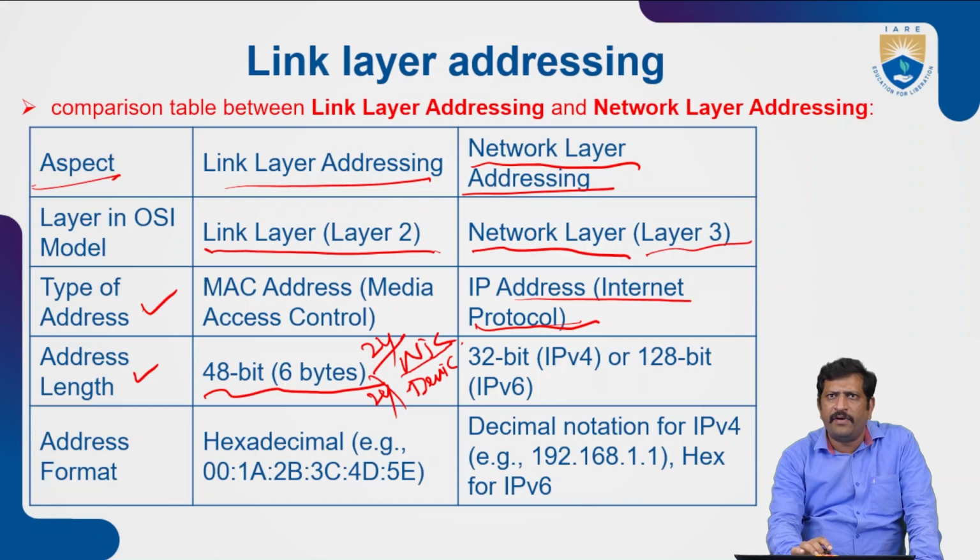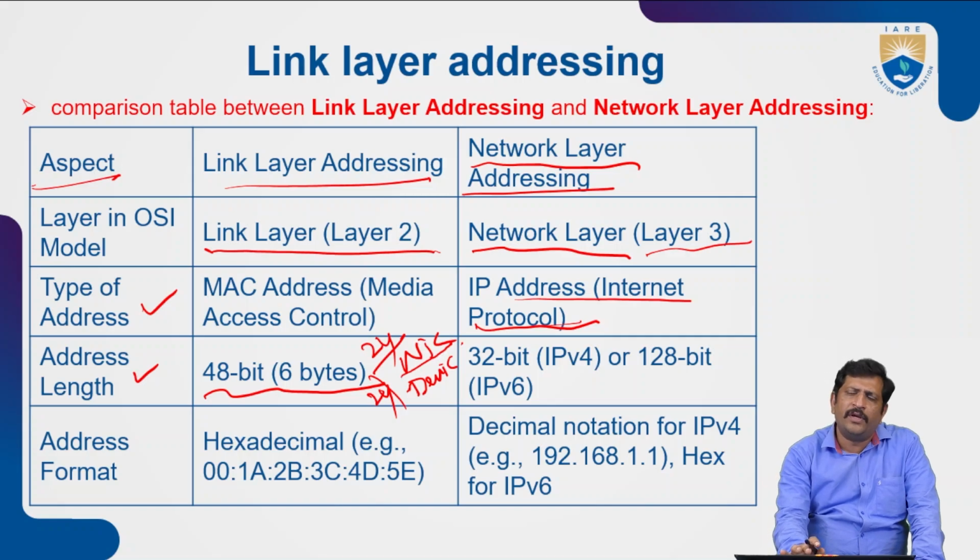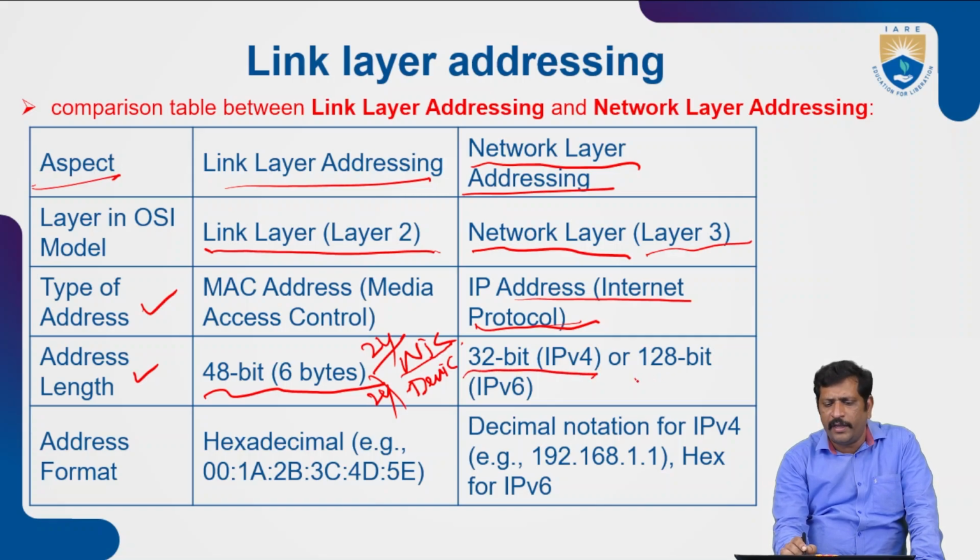So for identifying a device, a unique number is given. It is not repeated across many devices; each and every device has only one unique number. With this unique number we can identify the other devices over the local network. In the network layer, the address length is 32 bits for the IPv4 protocol, or 128 bits for the IPv6 protocol.